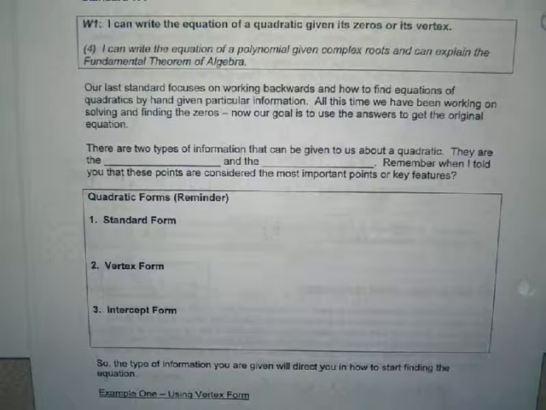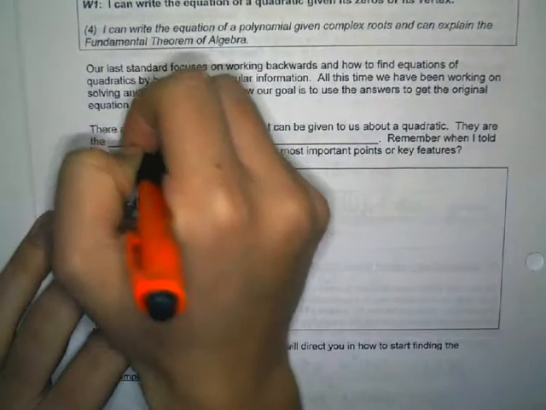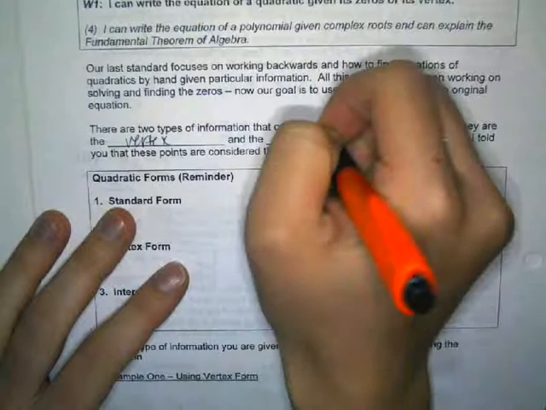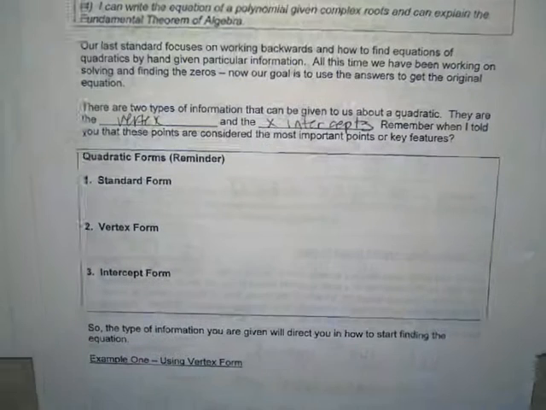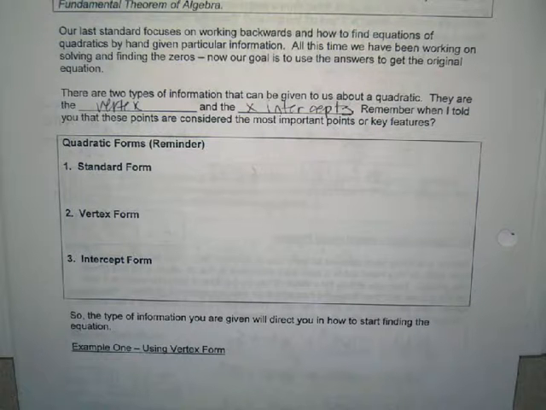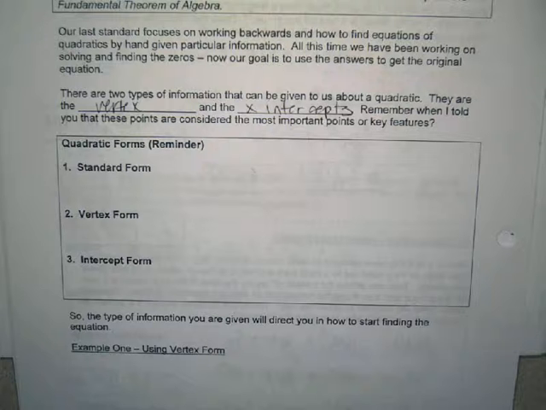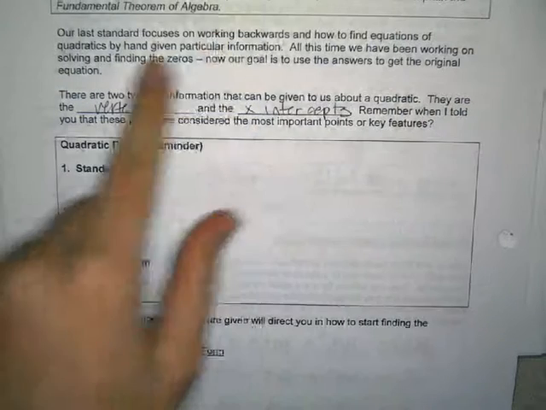There are 2 types of information that can be given to us about a quadratic. They are the vertex and the x-intercepts. We've talked about several times that the vertex and the x-intercepts of a quadratic are considered the most important points, or that's at least what I call them. They're key features. They're where important things happen. The vertex is where either the highest value happens or the lowest value happens. If you're talking about the flight of an object, it'll be the highest height that it reached.